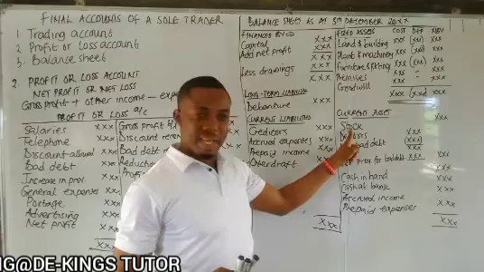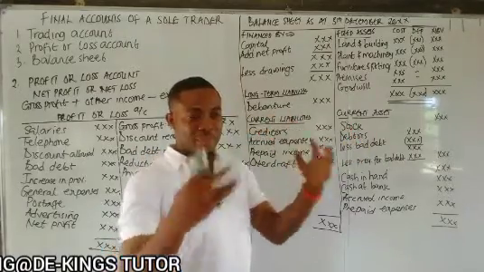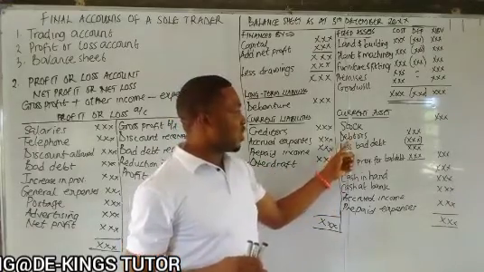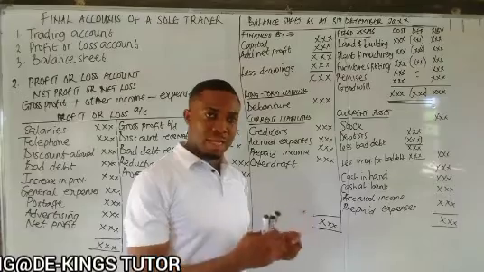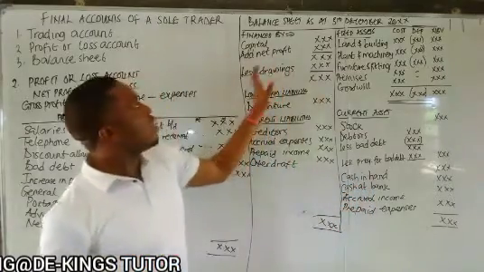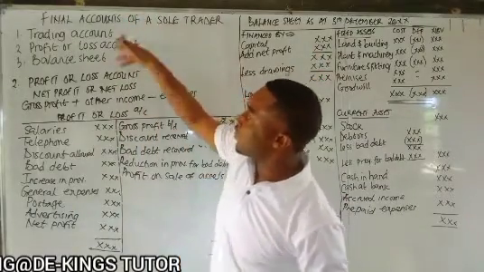The stock here is the closing stock, not the opening stock, while we were preparing our trading account. Okay, trading account. The debtors, those that bought from you, your customers, might either be owing you cash in hand or cash at bank. Okay, so this is the final account that comprises the trading account, profit or loss, and what?